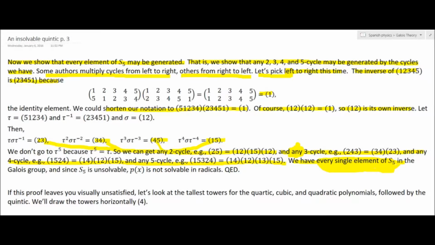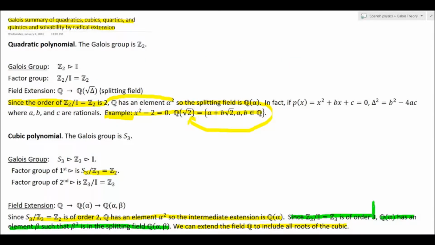And let's think about this language. Let's think about what the quadratic equation means in this verbiage. The quadratic equation is ax squared plus bx plus c equals 0. We know there's a number delta, where delta squared is equal to b squared minus 4ac, where a, b, and c are rational numbers. In the example there, x squared minus 2 is 0. The field extension would be Q with the square root of 2, being all numbers a plus b times the square root of 2, with a and b rational.